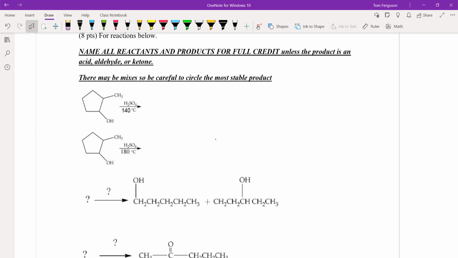That means the OHs are going to be attached. So there's one. Now I'm going to flip it over. So that's where the ether is going to be constructed.